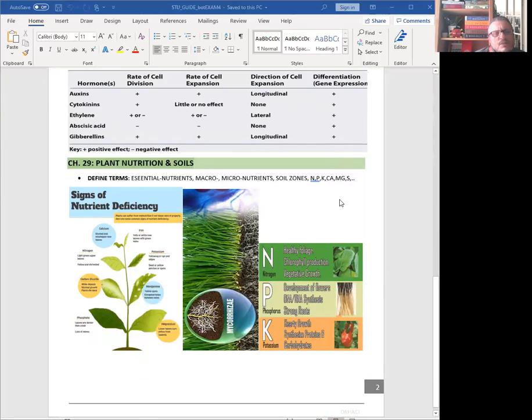Chapter 29 is about plant nutrition and soils. So we have these 17 major mineral nutrients. We can divide them into two groups, macronutrients and trace elements. Macronutrients include nitrogen, phosphorus, potassium, calcium, magnesium, sulfur. The trace elements include iron, zinc, boron, manganese, chlorine, iodine, etc. Three big ones come forward: NPK, nitrogen, phosphorus, potassium.